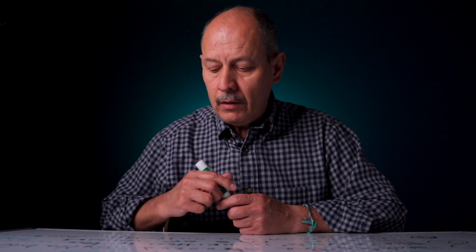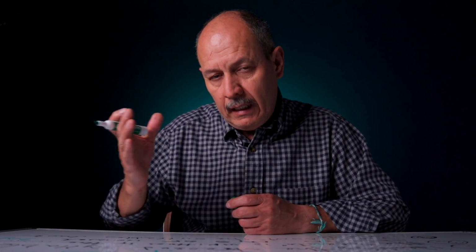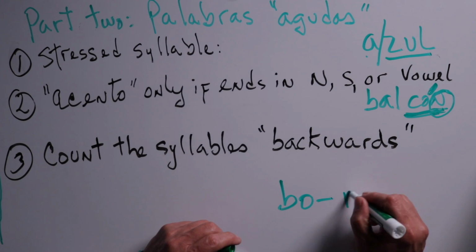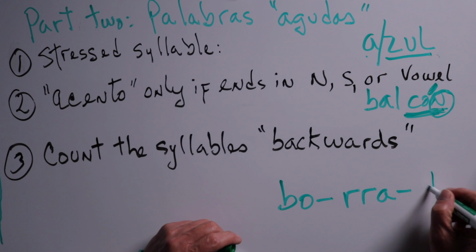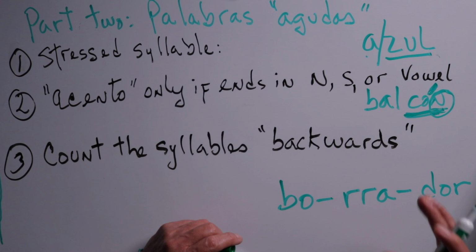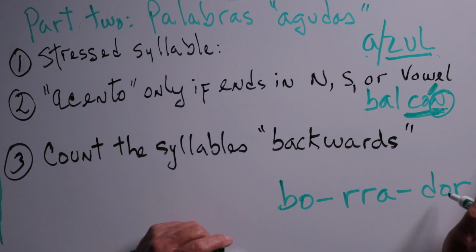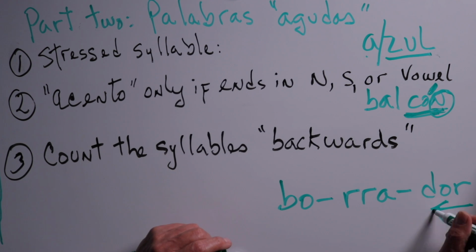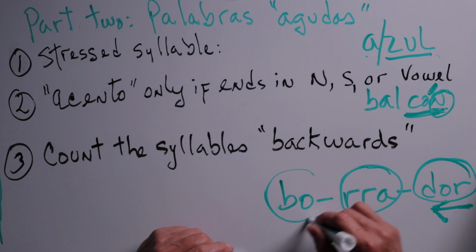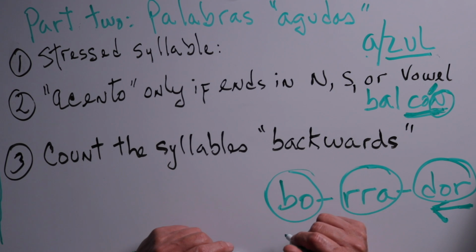And I will give you a third word here to remember the idea of counting backwards. I will say borrador. This is not the way that we write it down, but this will help you to identify what I mean by the syllables and counting backwards. We start counting in this direction. That's what I mean by backwards, right? Dor is the last syllable. Ra is the second to last. Bo is the third to last, right?